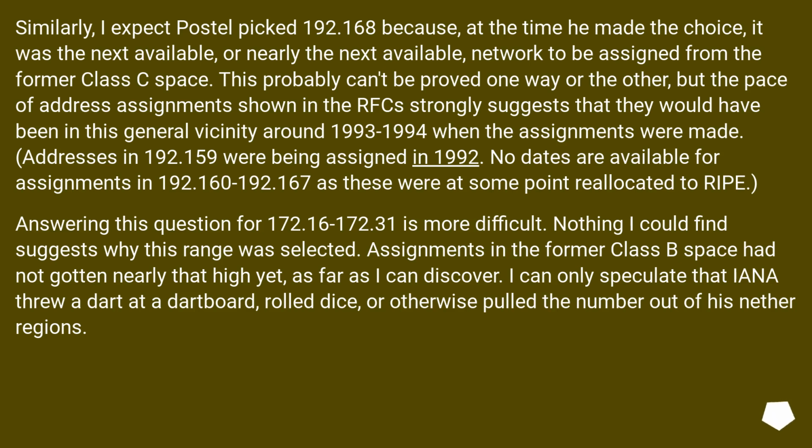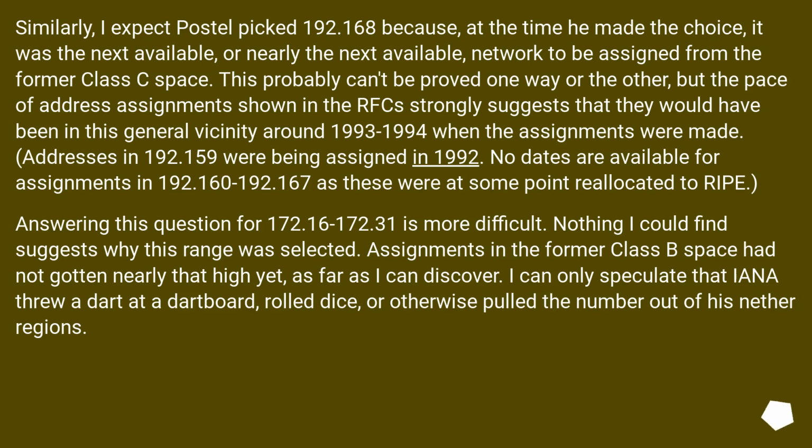Addresses in 192.159 were being assigned in 1992. No dates are available for assignments in 192.160 to 192.167, as these were at some point reallocated to RIPE.